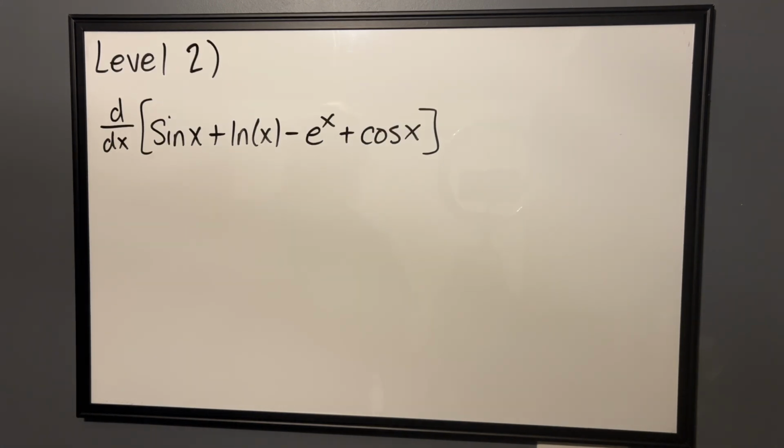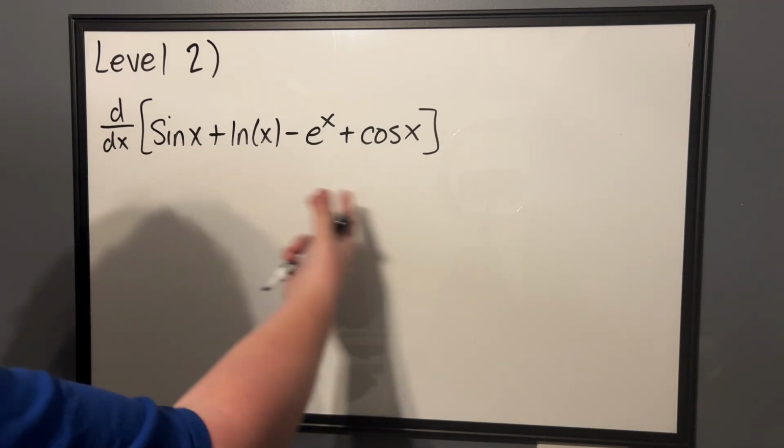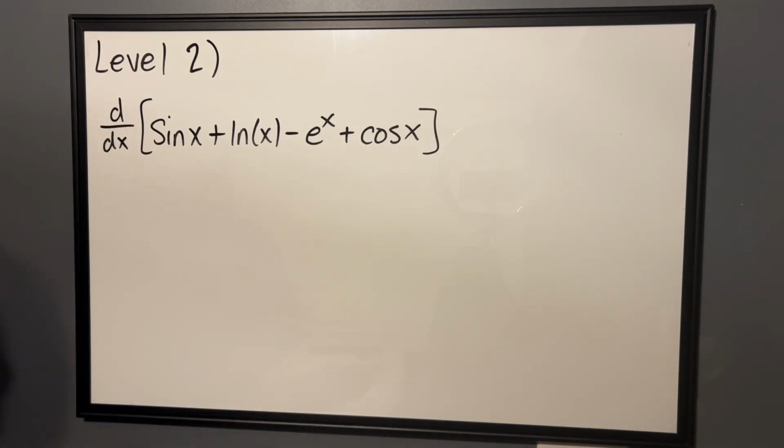Alright, so here we have level 2. This is the derivative of sine x plus ln x minus e to the x plus cosine of x. Now, this is a really long function, right? There's 4 terms we need to differentiate, but none of these are complicated.